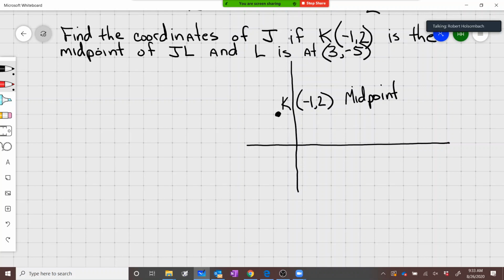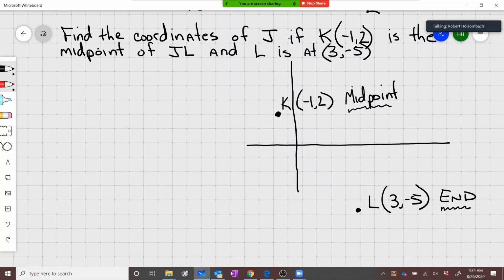L is at 3, negative 5. So for L, we're going to go about 3, then down to negative 5. We're going to make this L. It's at 3, negative 5. This is an endpoint. Find the coordinates of J. Well, if this L is down here and it's an endpoint, and K is right here and it's a midpoint, won't J be up here somewhere, higher in quadrant number 2?